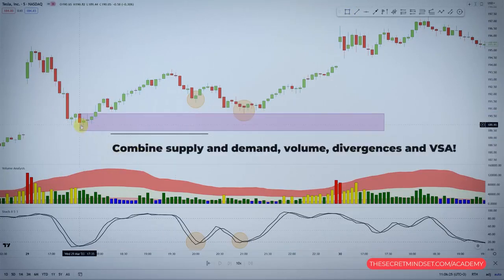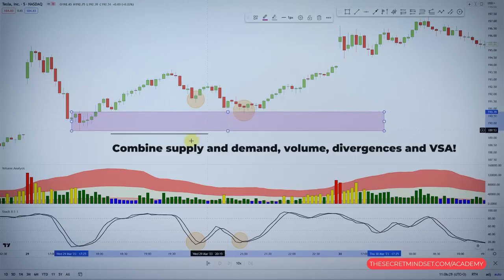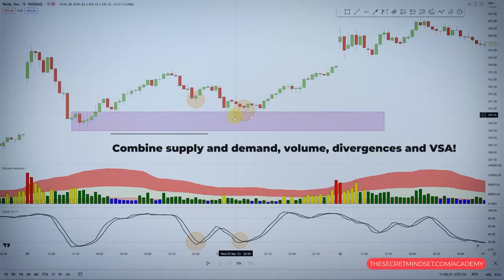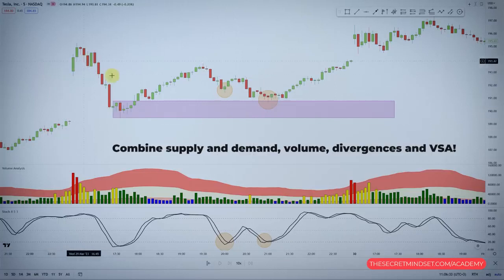I hope you see how supply and demand, volume, and divergences are interconnected. I know that many day traders are dismissing divergent signals, but from my experience, combined with other leading tools, they can offer very reliable day trading setups.